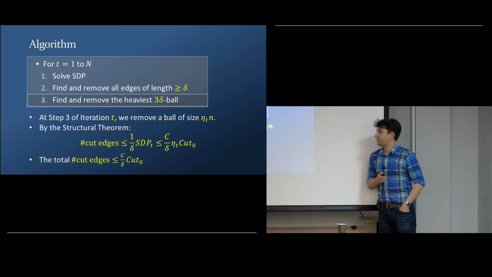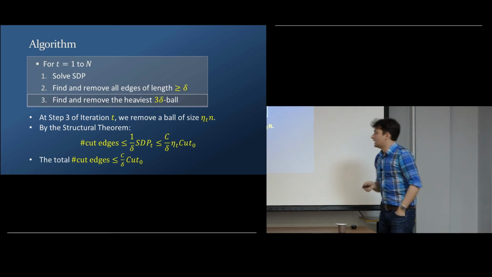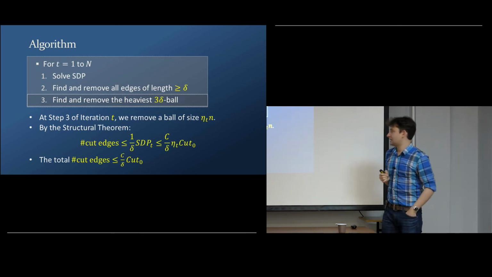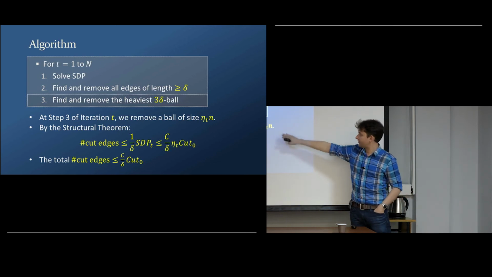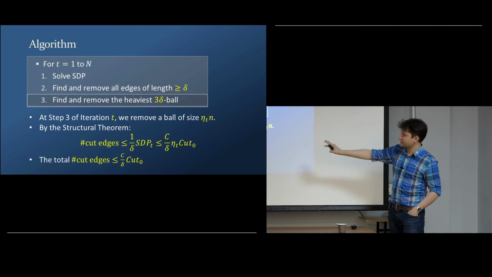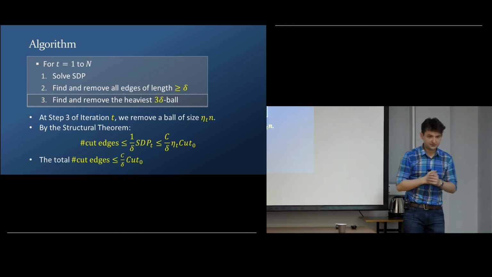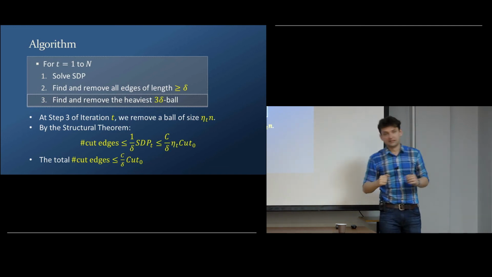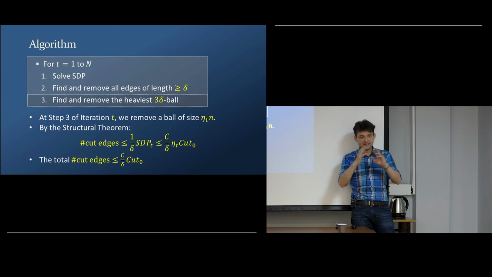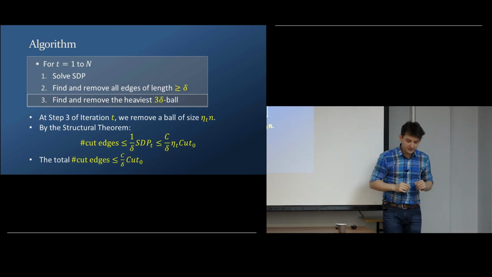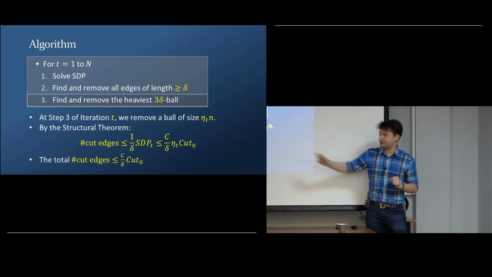So now what happens for the third step? At step 3, we remove some ball of size ε_t n. And by the structural theorem, which I didn't prove to you, the cost of the SDP solution is bounded by c(ε_t) times cut_0. Now, how many edges do we cut when we remove this ball of radius 3 delta? This is something known in approximation algorithms: if we remove that ball in a slightly clever way, so we need to look at the small neighborhood of that ball, then we will cut at most 1 over delta times the SDP solution number of edges.